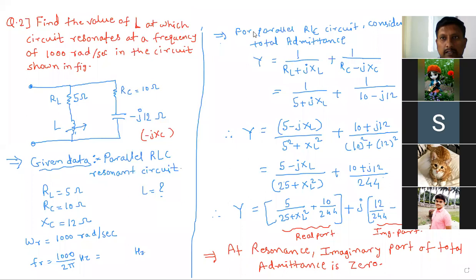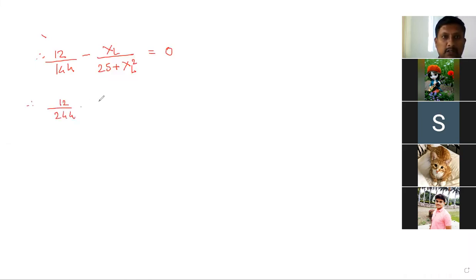So you can try to understand. Now I will equate the imaginary part equal to 0, so that I will write. That is 12 divided by 244 minus XL divided by 25 plus XL square. This is the imaginary part, and the imaginary part is equal to 0. Now you can take this minus part to the right hand side, it becomes 12 divided by 244 as it is equal to XL divided by 25 plus XL square.